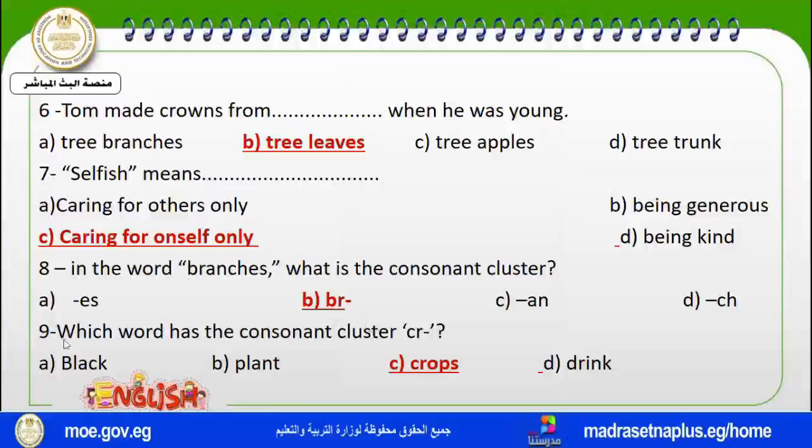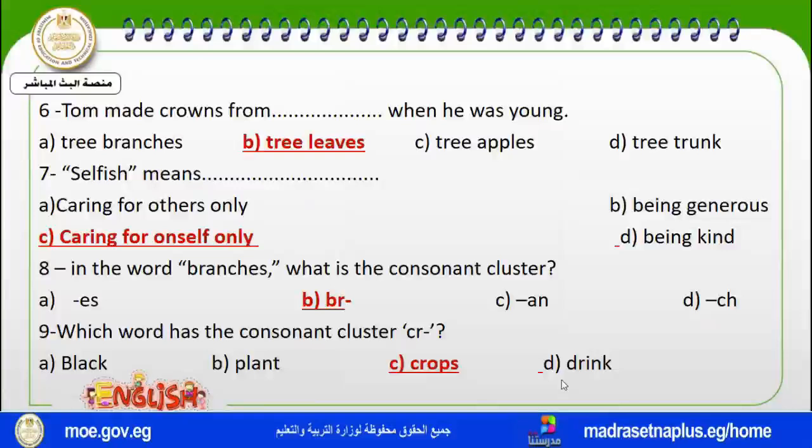Number 9, another question about consonant clusters. Which word has the consonant cluster CR? Black, blend, crops, drink. Yes, it's crops. Here there is no CR in the others.